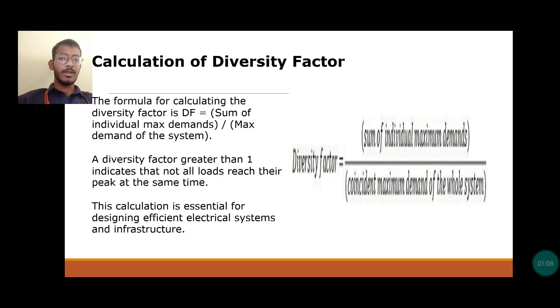Calculation of diversity factor. The formula for calculating the diversity factor is DF equals the sum of individual maximum demands divided by the maximum demand of the system. A diversity factor greater than 1 indicates that not all loads reach their peak at the same time. This calculation is essential for designing efficient electrical systems and infrastructure.